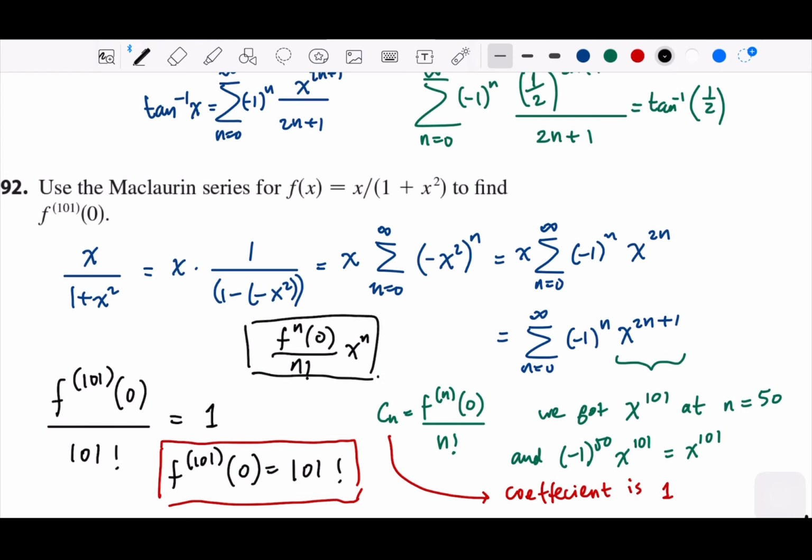So first we want to make sure that the n is 101, because we need to make this 101. And from these functions we get this relation. So we get the relation for n first. To get 101, we need to get 50. And then check 50 for the whole series here. We get negative 1 power of 50 times x to the 101.